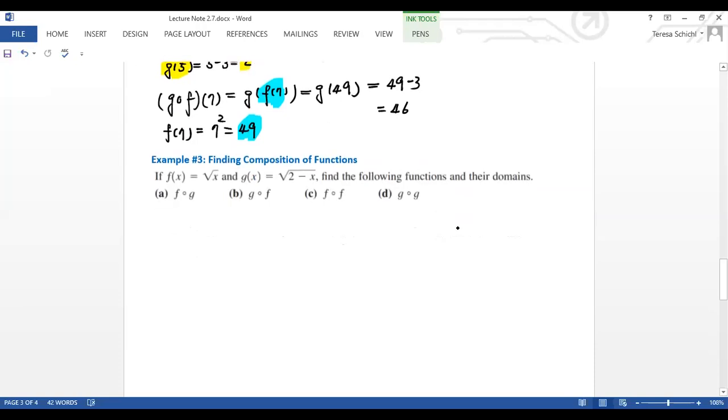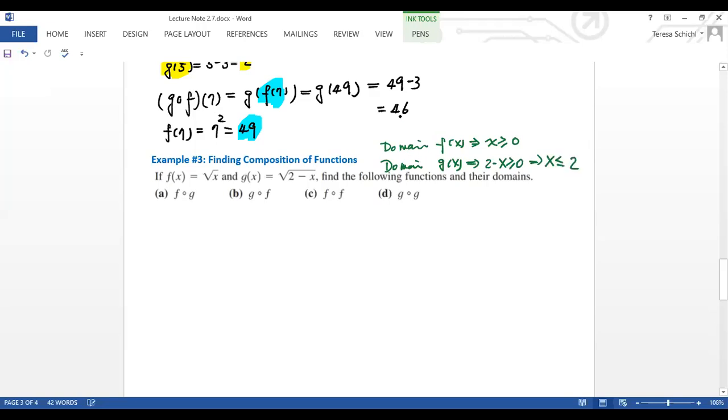So now if f of x is equal to the square root of x and g of x is equal to 2 minus the square root of x here. Let's try to write down the domains separately. The domain for f of x has to be what? x greater than or equal to 0, right? Then the domain for g of x, because 2 minus x has to be greater than or equal to 0, that means x is less than or equal to 2.